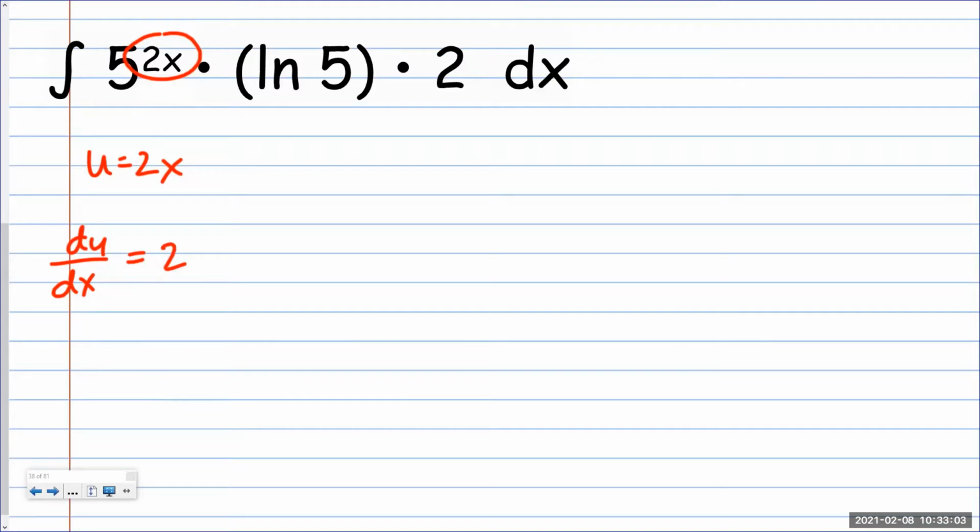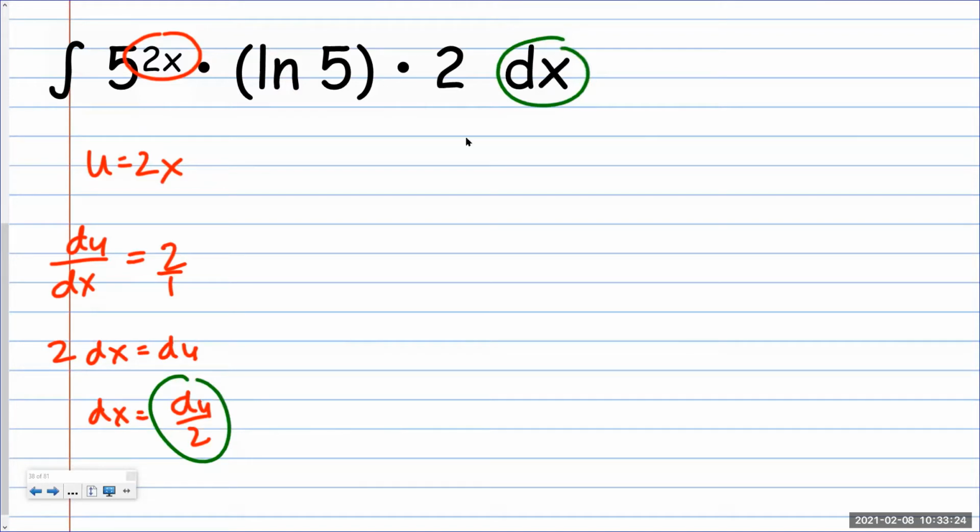Then what you need is force this into a fraction, cross multiply. So I get 2 dx equals du. Solve for dx, so I get dx equals du over 2, using real algebra, okay? Then I substitute 2 things. What 2 things do I substitute? I substitute my u and I substitute my dx. So there's my dx right there. Everybody good with that? If you don't circle it, you don't substitute it, okay? So what I get is 5 to the u times ln of 5 times 2 times du over 2.